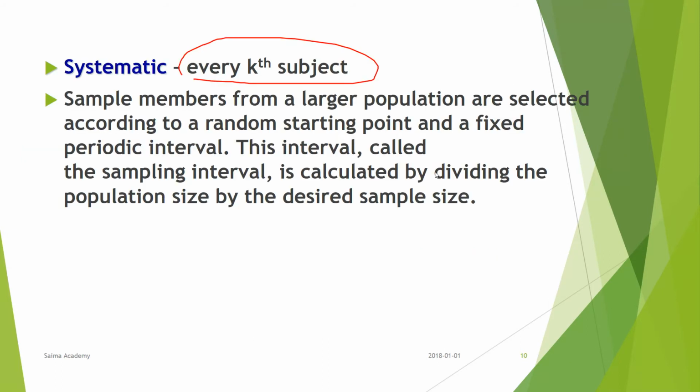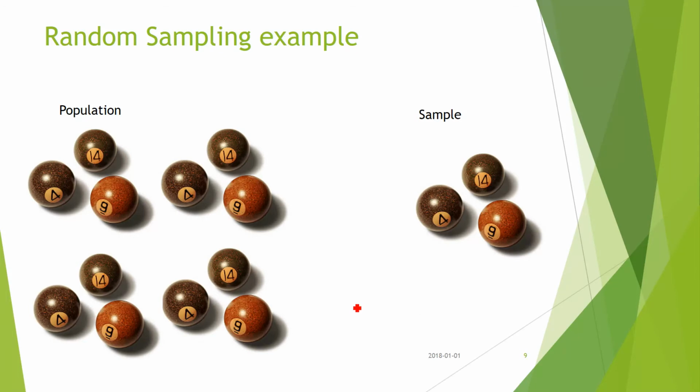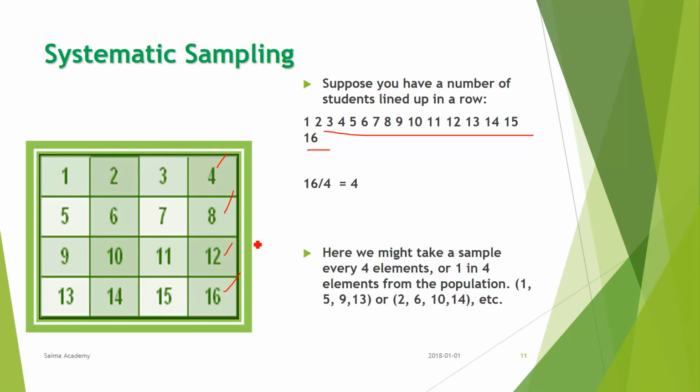In the previous slide I mentioned that the sampling interval is calculated by dividing the population size by the desired sample size. In our example, the population is 16. Suppose we want to select four students out of these 16, so our desired sample size is 4 out of 16. So 16, the population, divided by 4 equals 4.